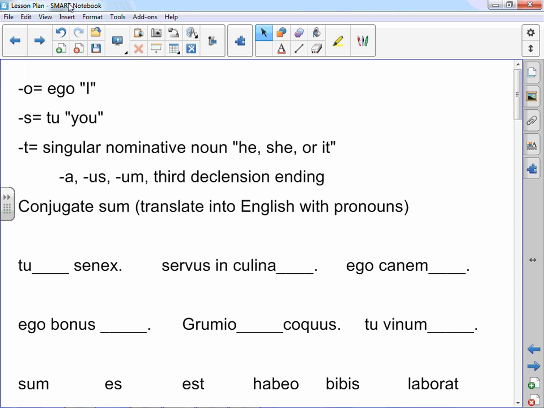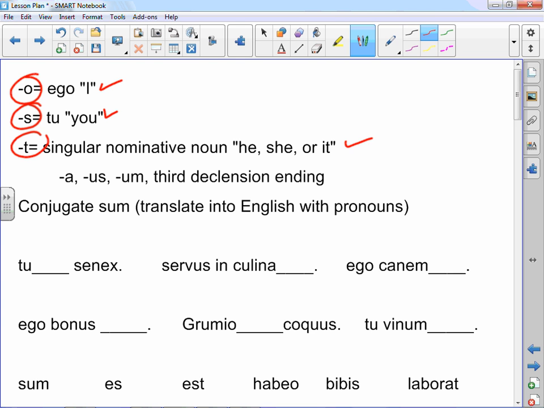This is a review for stage 4 test. We're going to start off with the things that I feel are most important in this stage. They are telling the person of a verb: who is the subject of a verb? I give you 3 letters here, O, S, and T. Each one of those letters signifies who the subject of a sentence is. O is I, S is you, and T is the singular form of a noun.